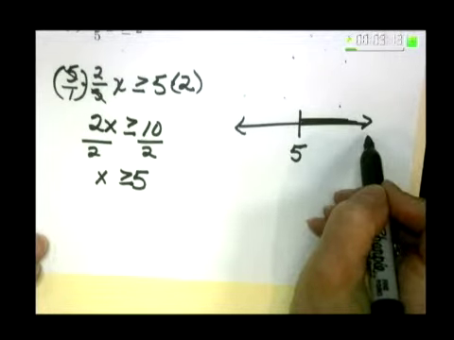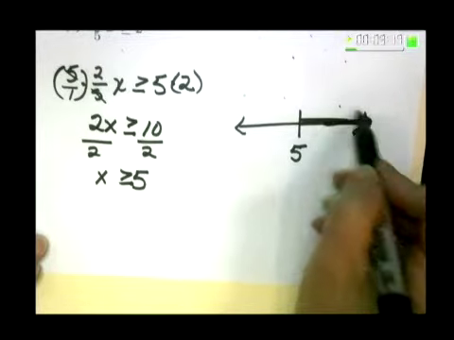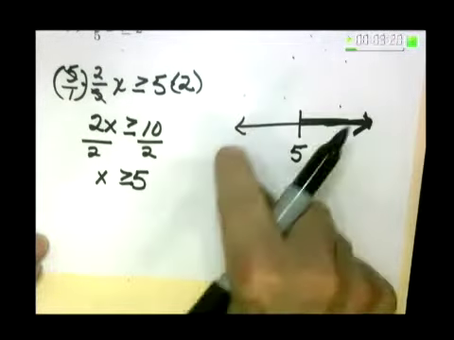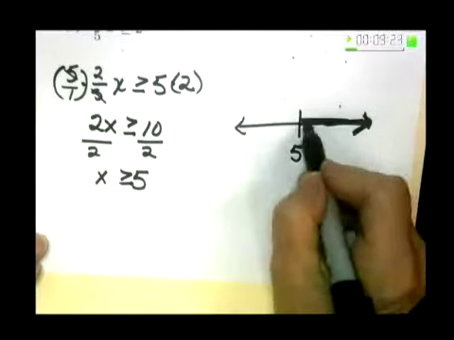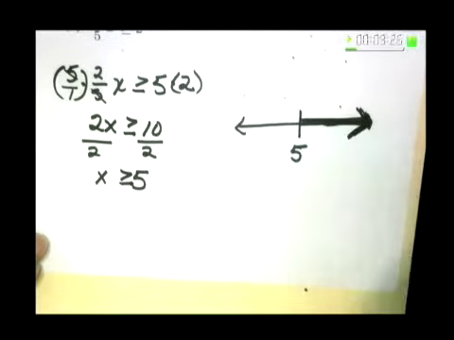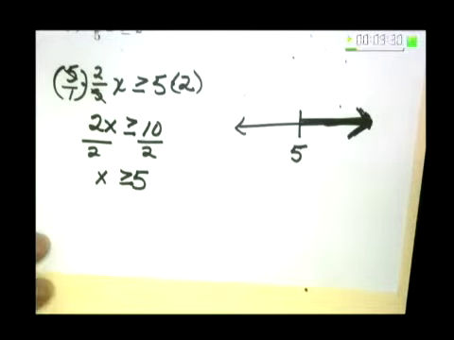Notice my arrow on my number line. This arrow is pointing the same way I'm shading. If I had a less than, I would be pointing to that arrow. That tells you how you shade. That arrow is pointing in that direction, the same way I have this. Makes it an easy way to remember.